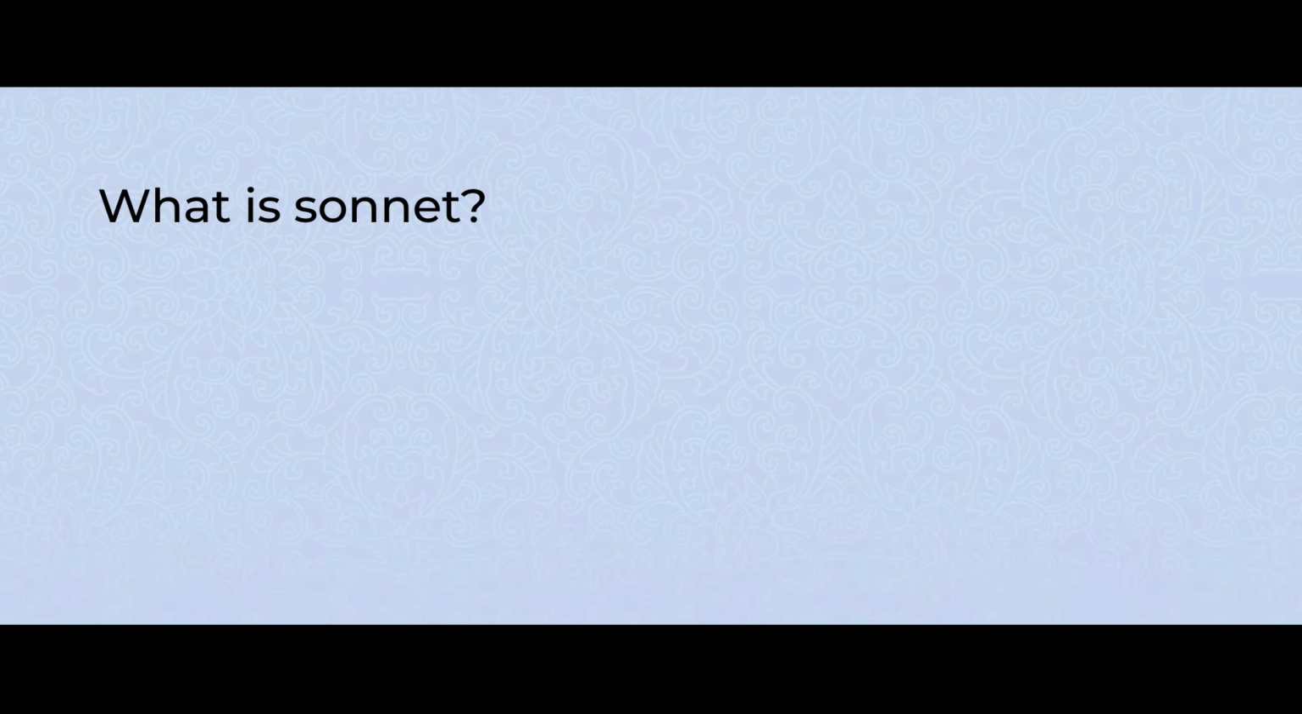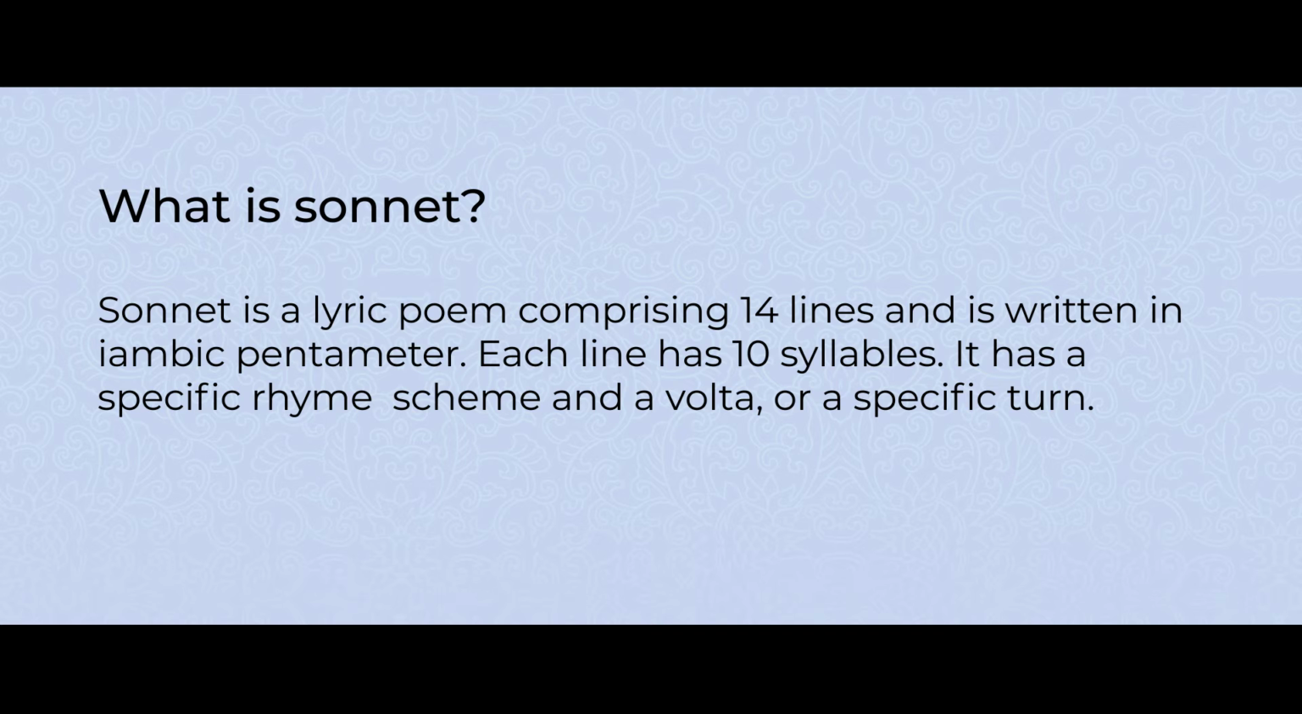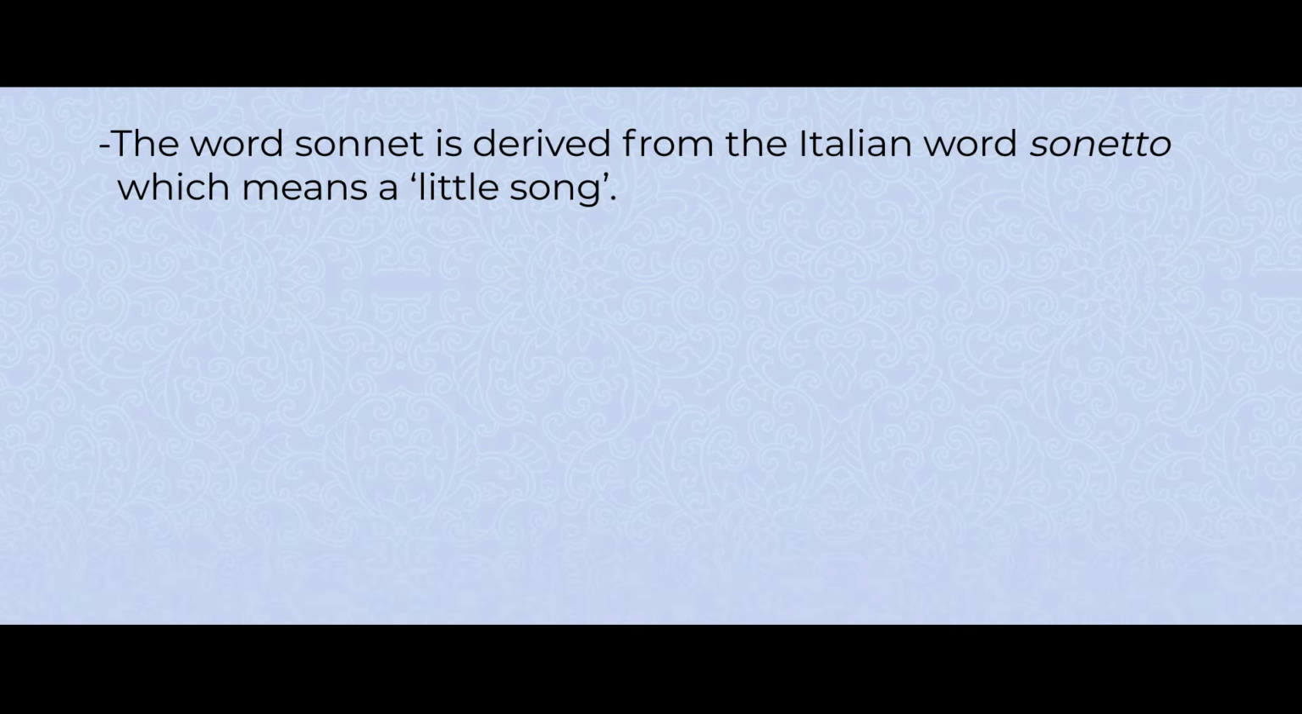Let us now first try to understand what a sonnet is. A sonnet is a lyric poem comprising 14 lines and is written in iambic pentameter. Each line has 10 syllables. It has a specific rhyme scheme and a volta, or a specific turn. The term sonnet originated from the Italian word sonetto, which means a little song.